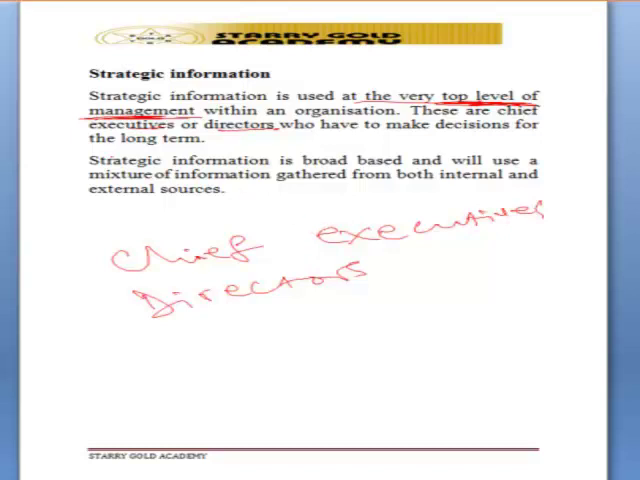Strategic information is broad-based, and we use a mixture of information gathered from both internal and external sources. No matter how good the executives might be, no matter how good the company directors might be, without very good information, there's no way they can make effective decisions. That is why these people at the upper management level are the ones that make decisions, formulate policies and direct the affairs of the organization.